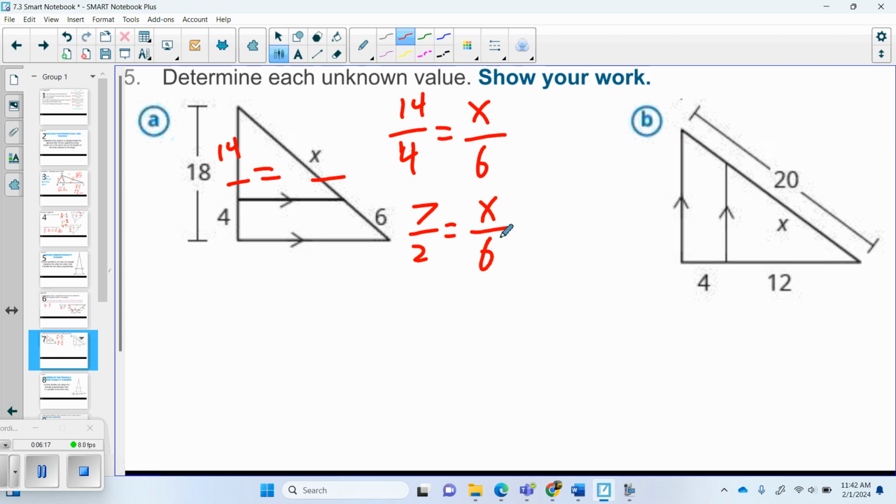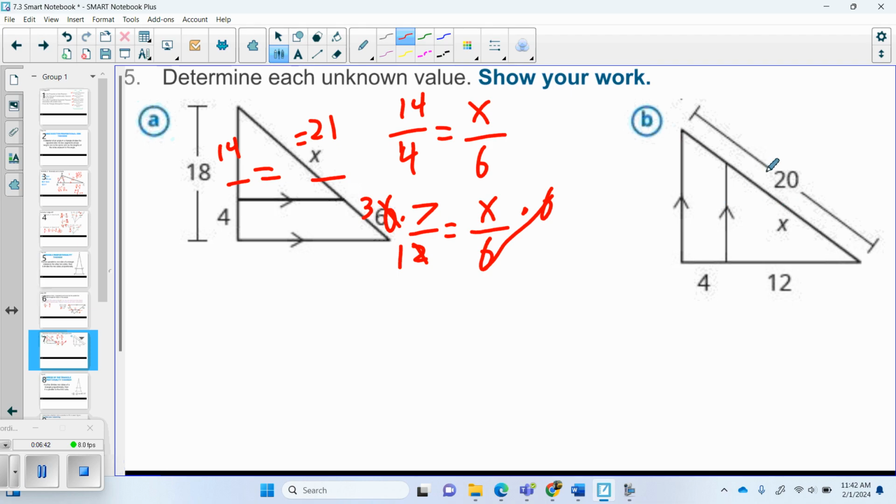I can reduce this to make this 7 over 2. I'm not going to cross multiply. I'm just going to multiply each side by 6 because these will cancel. If I cross multiply it, I'd have a 2x. This 6 and 2 will cancel out to a 3 and a 1. So x here equals 21. So pause the video. You guys do this one.